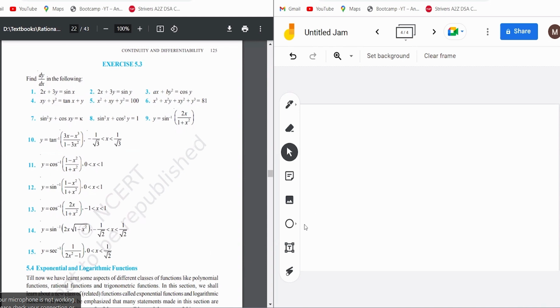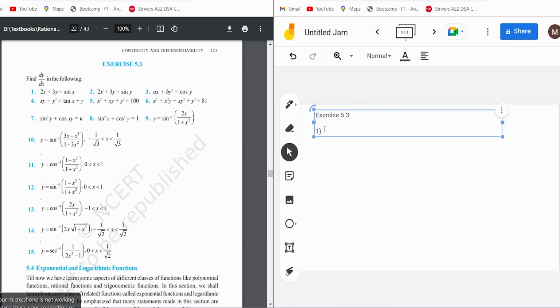Exercise 5.3. ठीक है, तो अपन ये सॉल्व करते हैं अब. ठीक है, so let's solve this exercise. Let's do question number 1. So what's there in question number 1? Find dy by dx of these things.